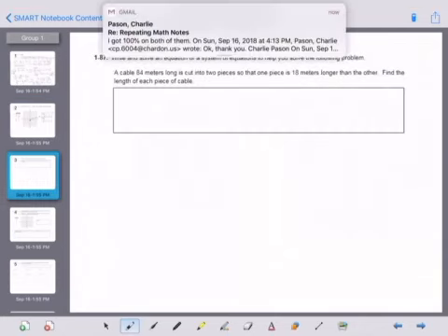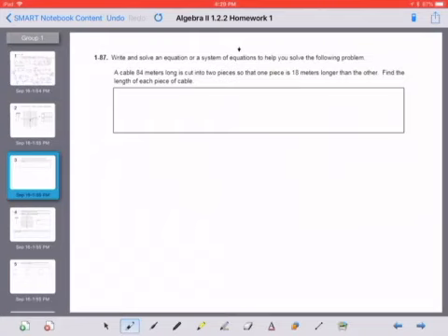The next problem says write and solve an equation or a system of equations to help you solve the following problem. A cable 84 meters long is cut into 2 pieces so that one piece is 18 meters longer than the other. Find the length of each piece of cable. So I wrote this equation. I know that the first cable plus the second cable, which is x plus 18, has to equal 84.